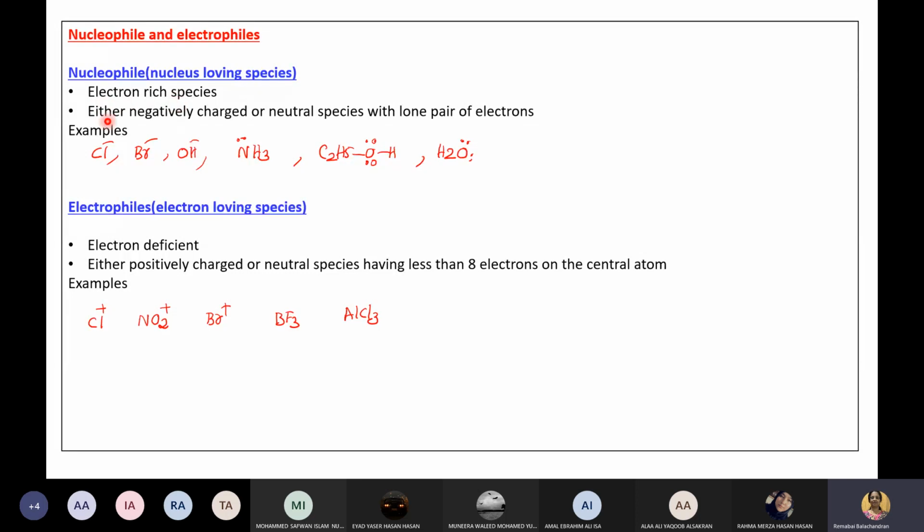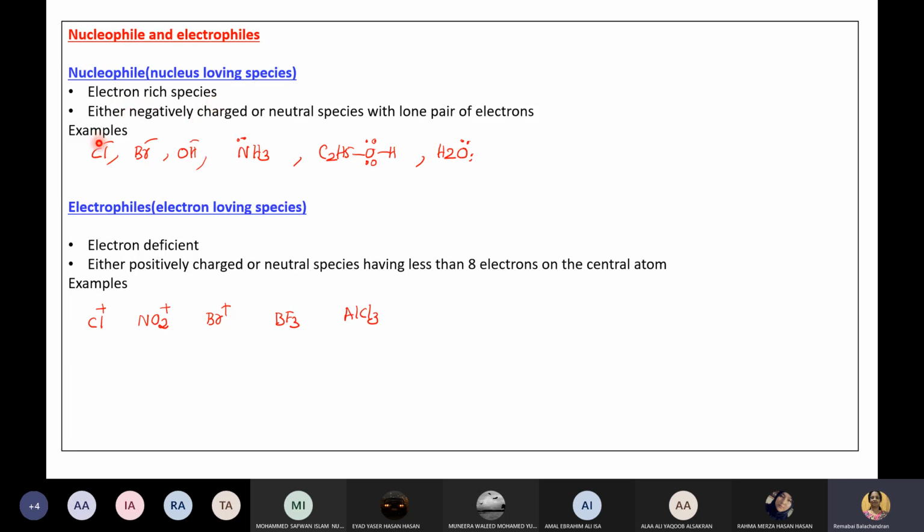That means either they have a negative charge, but sometimes even though they don't have a negative charge, they can act as nucleophiles because they have lone pairs of electrons on the central atom. Did you understand? Did you get the points? So nucleophiles are electron rich species.